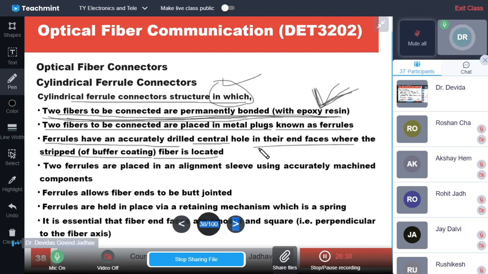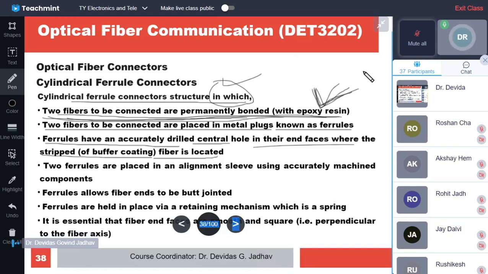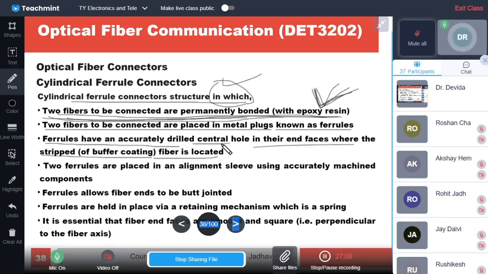The fiber has a buffer coating, so fibers have the cable coating, and in the cable coating there are fibers and steel strings, and this combination is placed in one cable coating. Each fiber has a buffer coating to protect it from wear and tear from other fibers and steel strings. So the buffer coating removed fiber is located in the ferrule, and two ferrules are placed in an alignment sleeve.